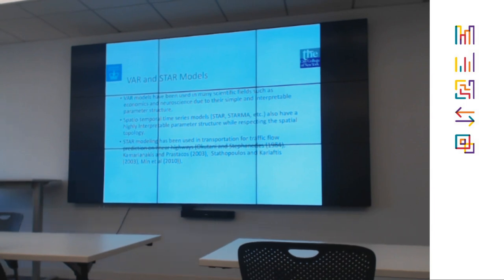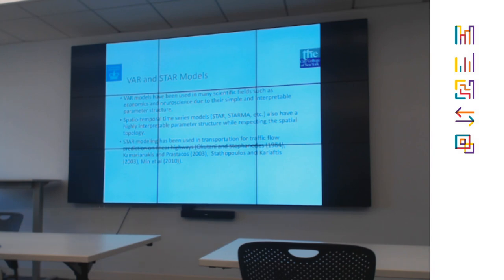It's being used a lot in transportation type data sets. And that's why we focused on this. And we're going to see essentially that STAR models are actually beating the vector autoregressive model for this New York City yellow cab data set that we had here. It has many, many nice features, the STAR model, and many, many properties of them are still unknown.